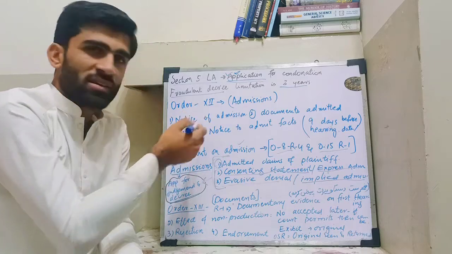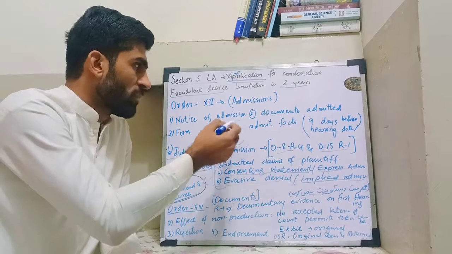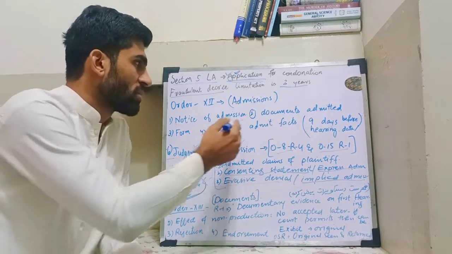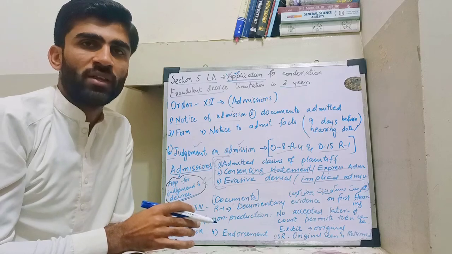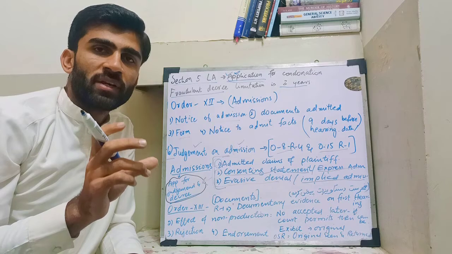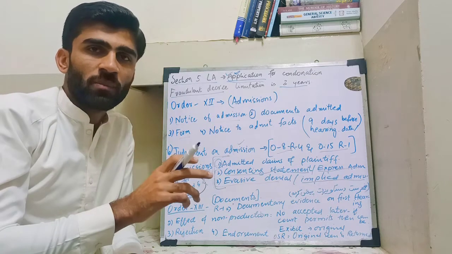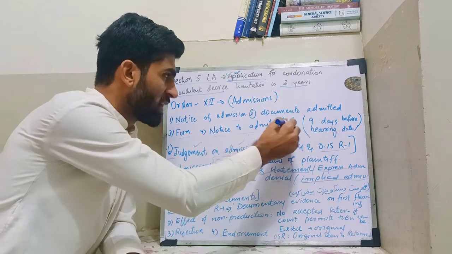So the rest of the things are very simple. The notice of admission, that you will give the notice of admission, that yes, I am admitting. The documents admitted, yes, these documents which are present in the suit, the plaint, are admitted. Then there is a form. The forms are given in Appendix C of the CPC. And then there is a notice to admit facts.